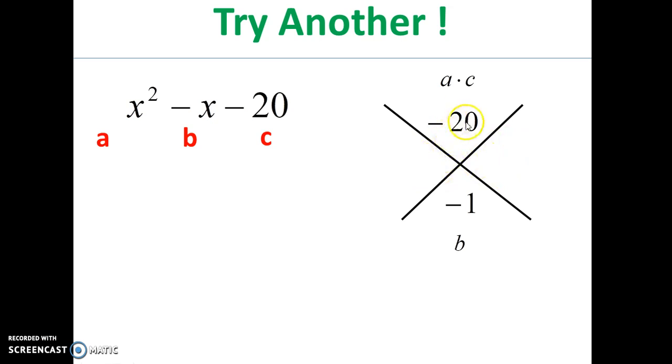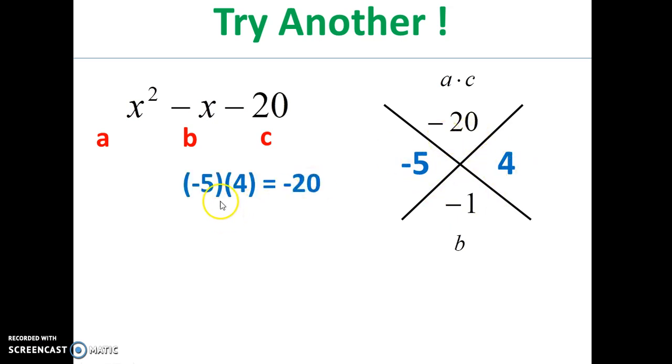One of us is going to be negative because that's making negative 20. And 4 and 5 have a difference of 1, so it must be... I put negative 5 and 4. Why did I choose negative 5 instead of negative 4? Because these two have a sum of negative 1. Negative 5 times 4 makes negative 20.